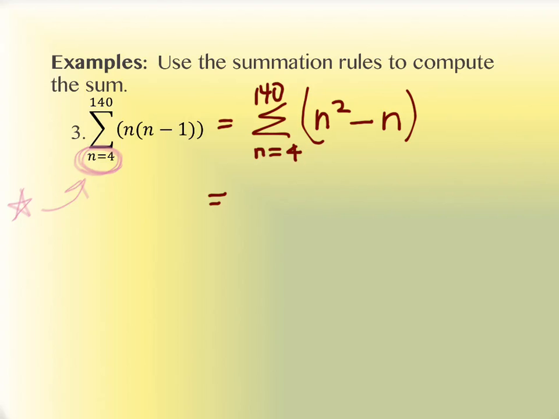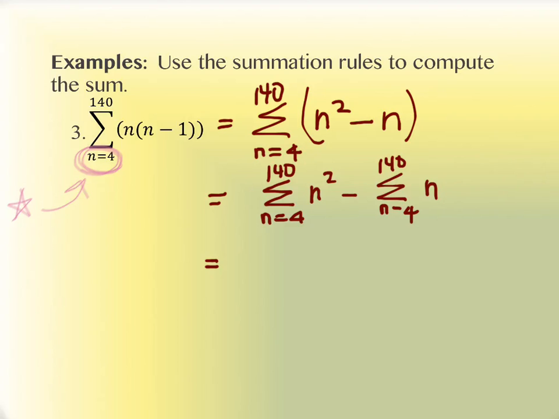Well, we have a property for that, and we need to have a summation of something that's just value n, and we have a property for that. But the first property we need to do is we need to separate them. So this is the summation from n equals 4 to 140 of n squared minus the summation from n equals 4 to 140 of n. And again, those n's are acting like the i's. If it bothers you, just write them as i. I'm not going to freak out about that. It's really quite okay.